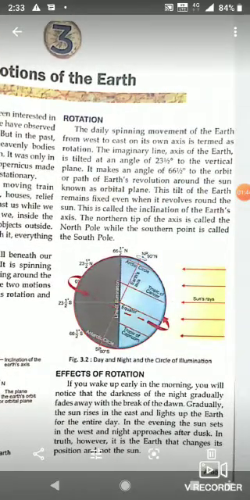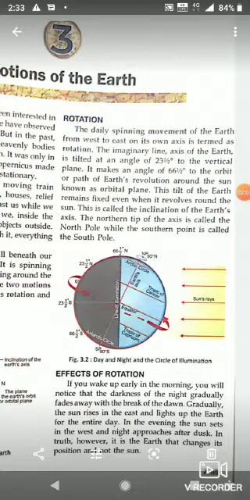Now the next point is rotation. The daily spinning movement of the earth from west to east on its own axis is termed as rotation. The imaginary line, the axis of the earth, is tilted at an angle of 23.5 degrees to the vertical plane.